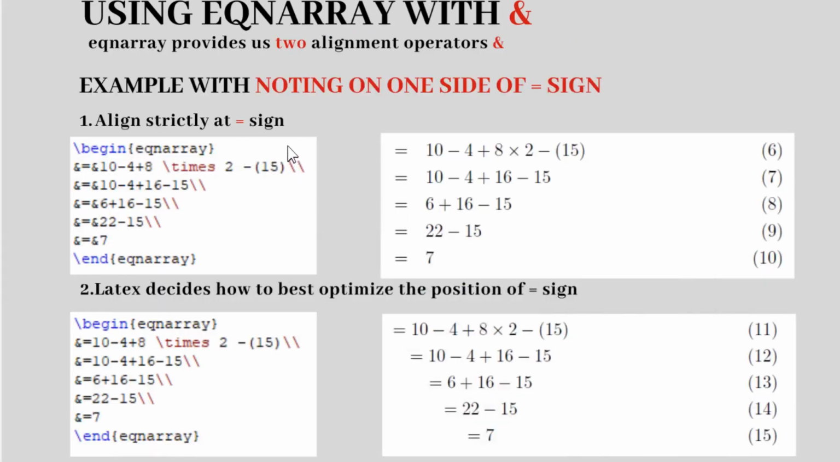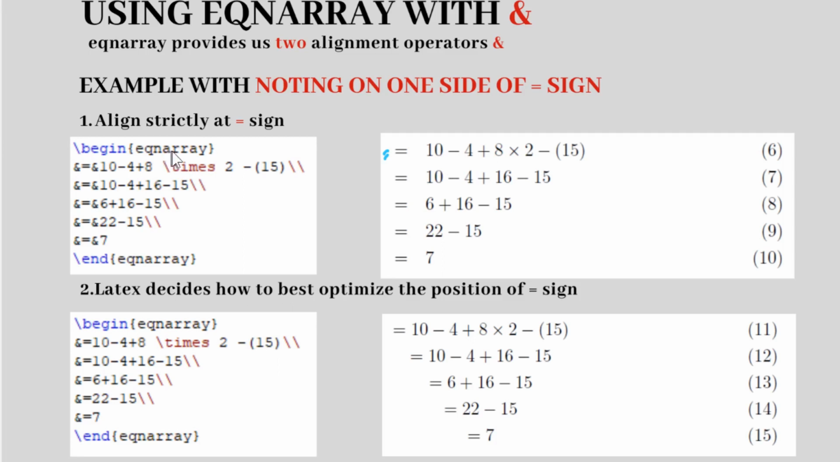Okay, now let's see how we can use these alignment operators. One thing to note in this example is that we have nothing on the left hand side of the equal sign. So there is nothing here. The only numbers or symbols we have are on the right hand side. In the next slide I will show you the example where we have symbols on both sides of the equation.